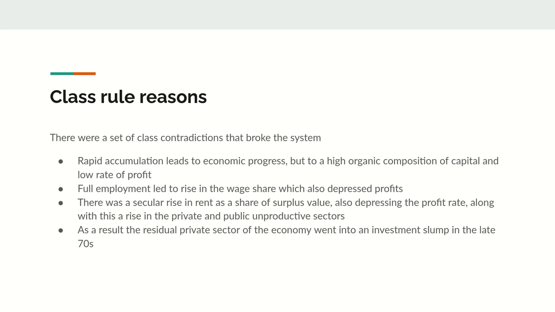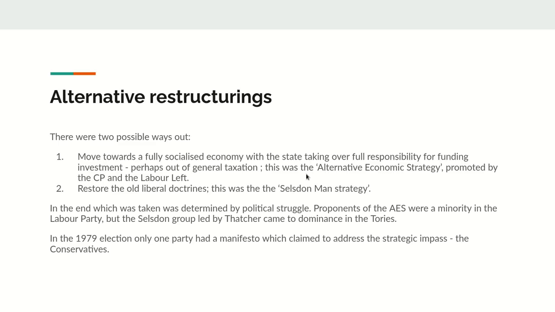There was also a rise in both the private and public unproductive sector. The greater part of it was in the private unproductive sector. As a result, the residual private sector of the economy went into an investment slump because the rate of profit had fallen. So there was an investment slump in the private sector in the late 1970s. There were two possible ways out of this. Either you could move towards a fully socialist economy in which the state took over responsibility for funding investment, perhaps doing it out of general taxation.